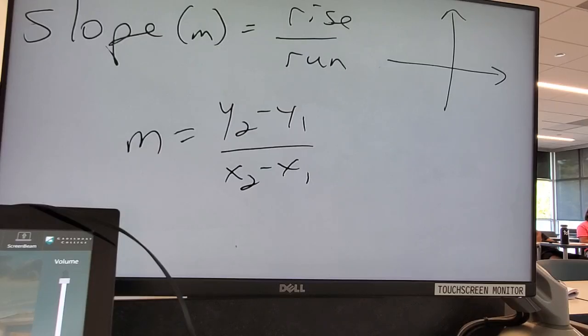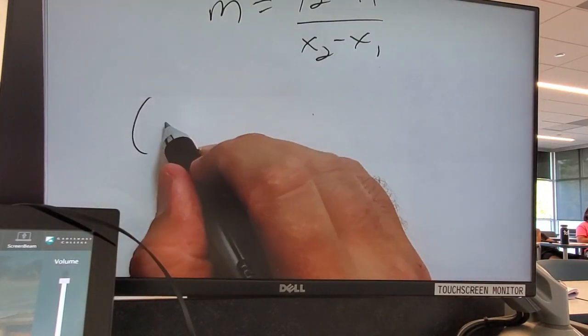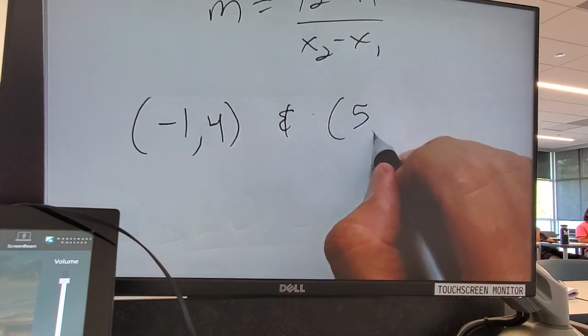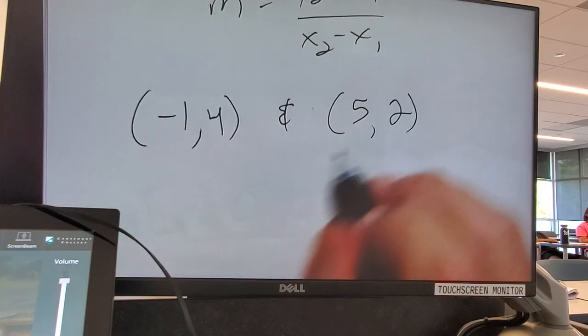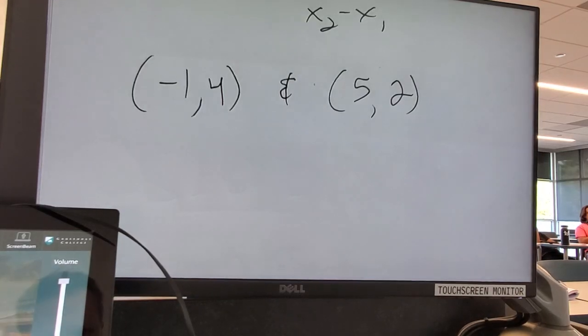What does it mean if a slope is positive? Going up. Going down. Okay. So let's do this. What if I gave you these 2 points? What do you got, Jeff? Let's do this one. Sure. Can you find the slope between those 2 points? Okay.